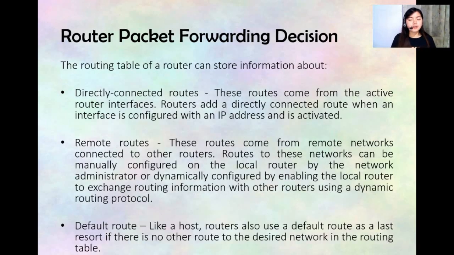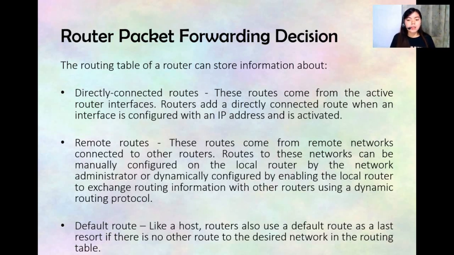Router packet forwarding decision. The routing table of a router can store information about directly connected routes. These routes come from the active router interfaces. Routers add a directly connected route when an interface is configured with an IP address and is activated.